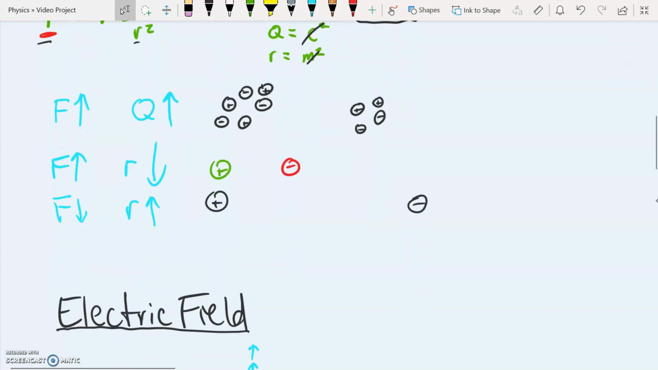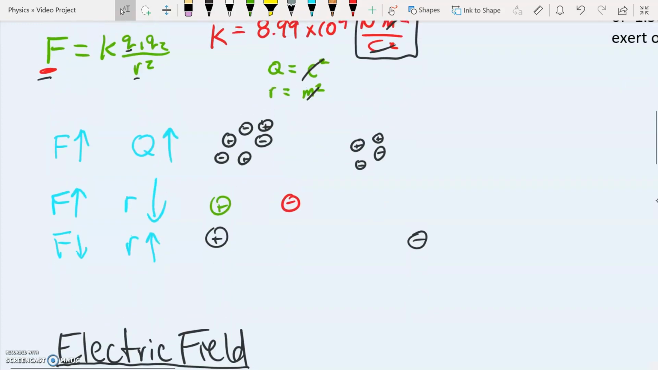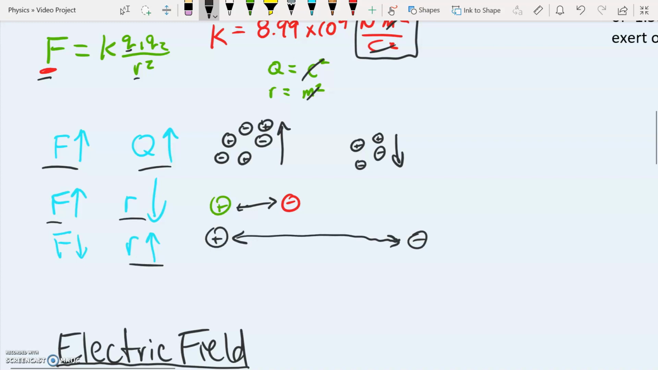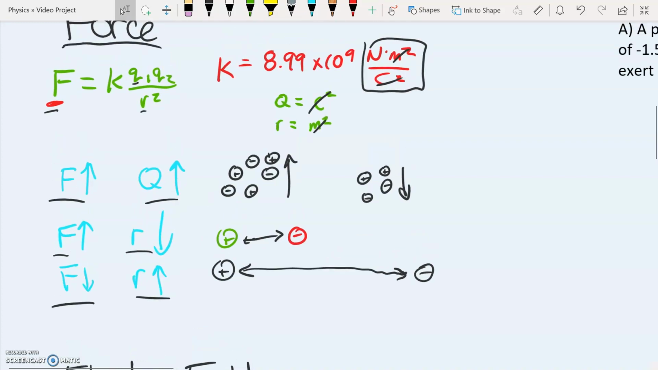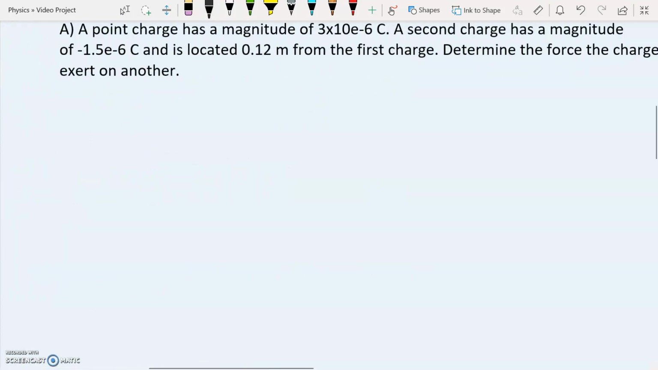So let's talk a little bit about this here. If we have multiple charges rather than fewer charges, our force will increase as our charge increases. If we decrease the radius between two charges, the force increases. If we increase the radius between two charges, the force decreases, and you can determine that from just the simple equation.